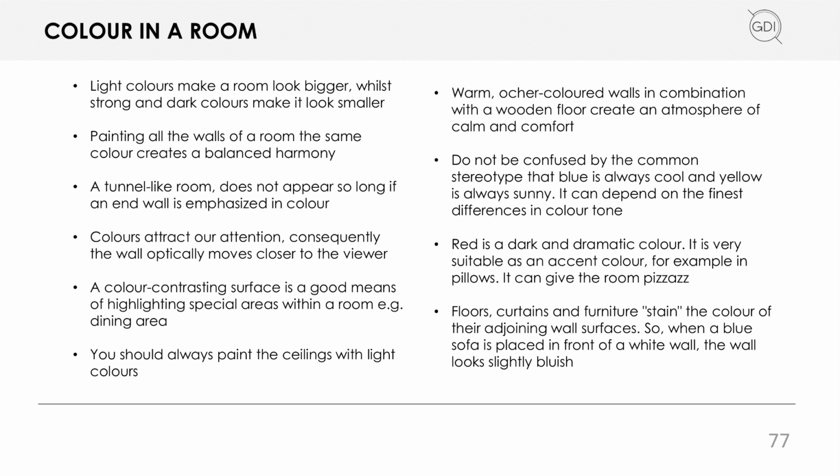Warm, ochre-coloured walls in combination with a wooden floor create an atmosphere of calm and comfort. It also says here that floors, curtains and furniture stain the colour of their adjoining wall surfaces. So when a blue sofa is placed in front of a white wall, the wall looks slightly bluish. Please take your time to study this slide.